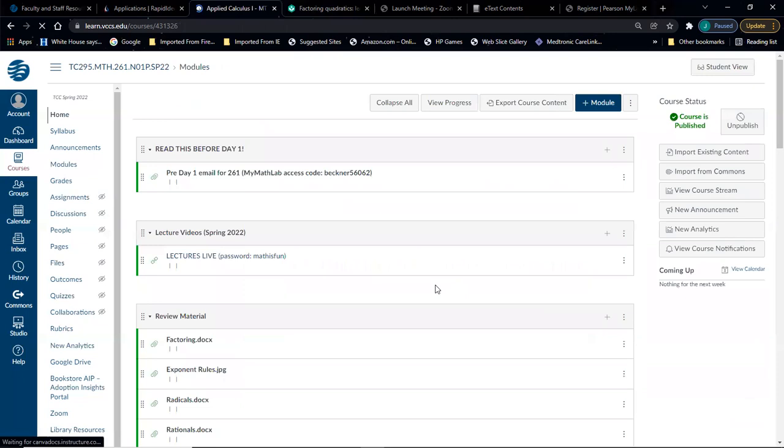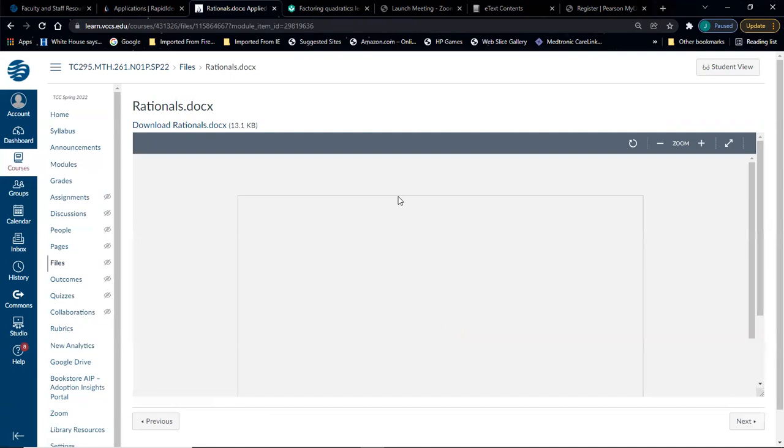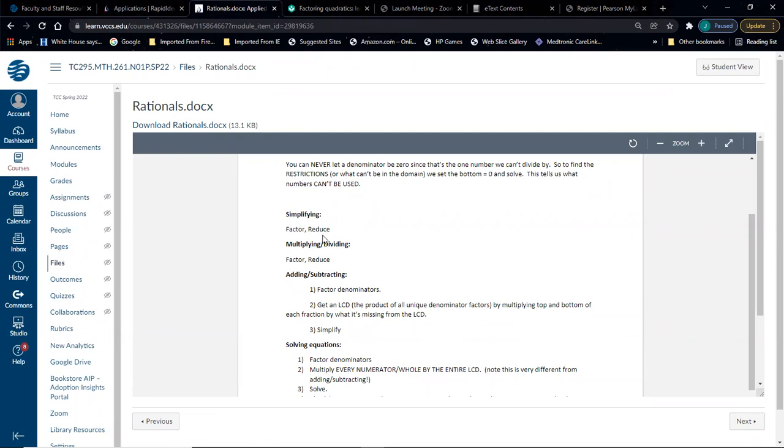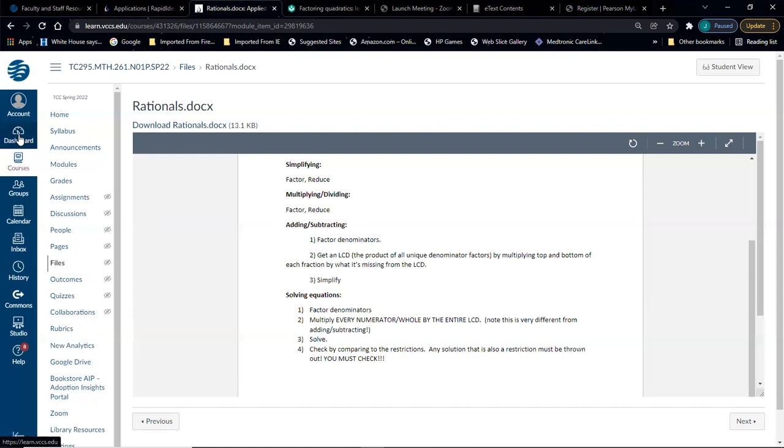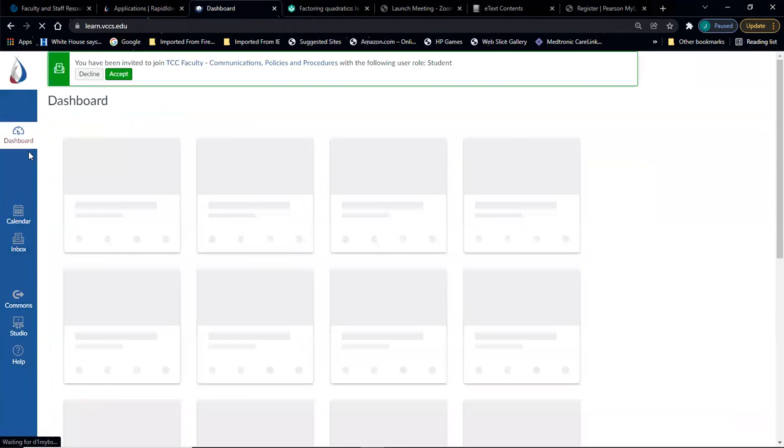Rationals, which means those bigger, goofier fractions with variables in them, x plus 3 over x minus 2. How do you simplify them, factor and reduce? How do you multiply or divide them? How do you add or subtract them? How do you solve equations involving them? All that stuff. So this is very short and sweet and to the point. But again, the textbook can go into more detail. The homework can go into more detail, but it's better than nothing. I thought it was just a nice addition that I made for everybody.